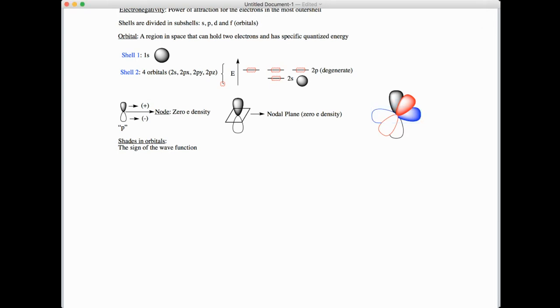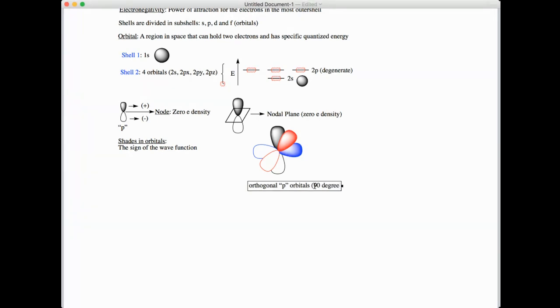Okay, so this is also extremely important. I said there are 3 p orbitals, and they are orthogonal to one another. In this context, orthogonal, and I'm gonna write it just in case, orthogonal p orbitals meaning that it's 90-degree angles. That shows 2px, 2py, and 2pz right there.